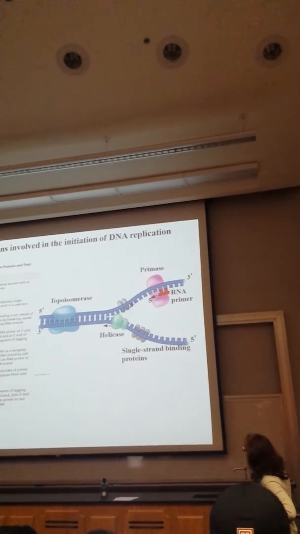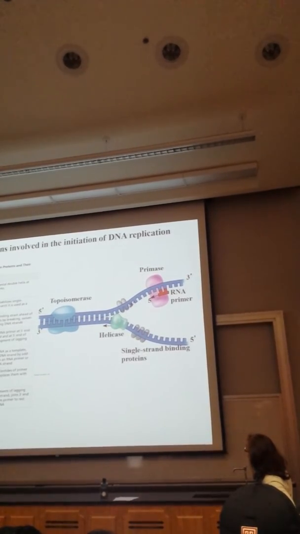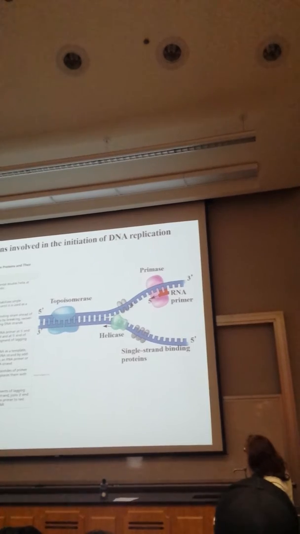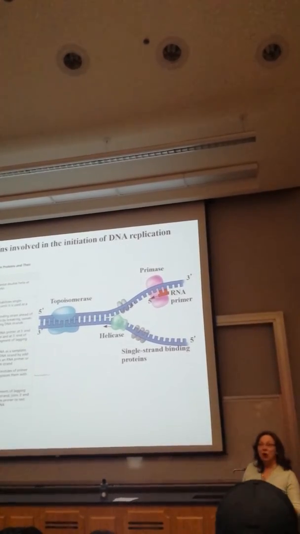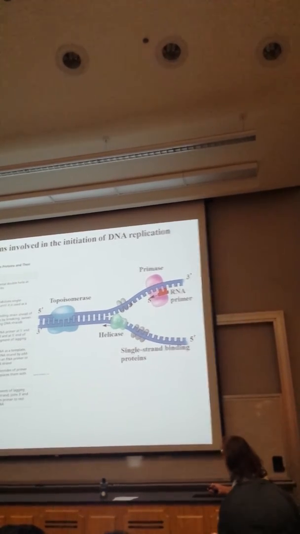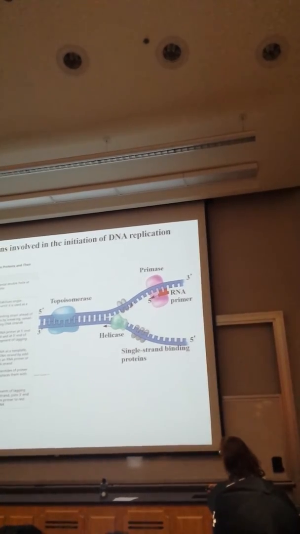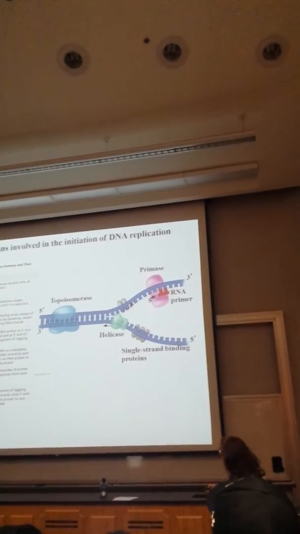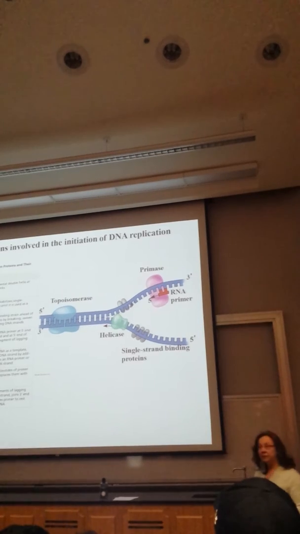DNA polymerase 3 is a very large complex. It has what you call a clamp. So it forms what is called a sliding clamp structure on the DNA, on the parental strand, and incorporates nucleotides, like I said, in a 5' to 3' direction.